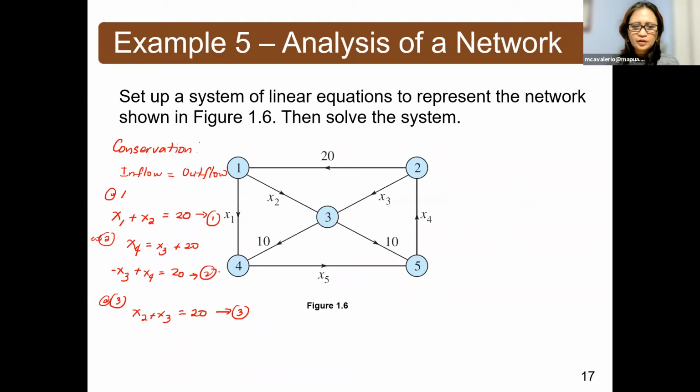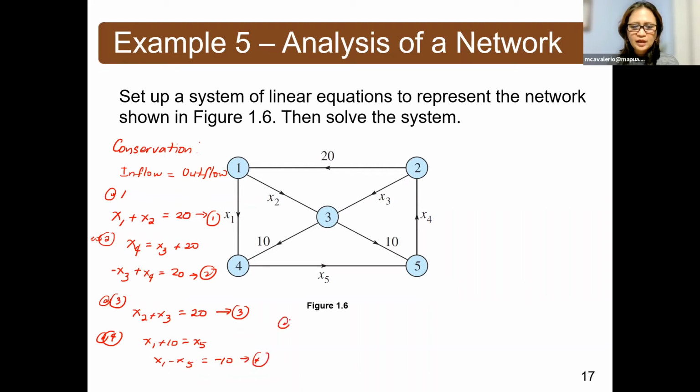And say at junction 4, what do we have? An inflow of 10 and x sub 1. So we will have here x sub 1 plus 10 is equivalent to x sub 5. So let this be our equation 4, or improving that one, we can rewrite it as x sub 1 minus x sub 5 is equivalent to negative 10. So let this be my fourth equation.